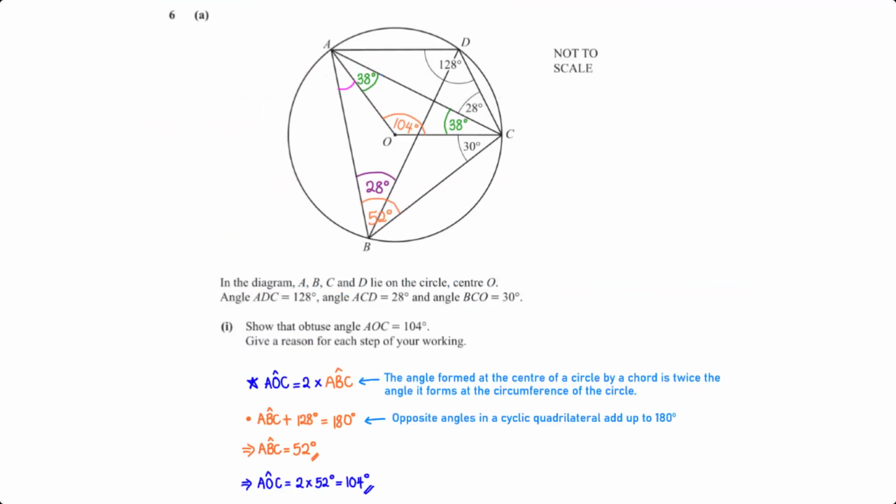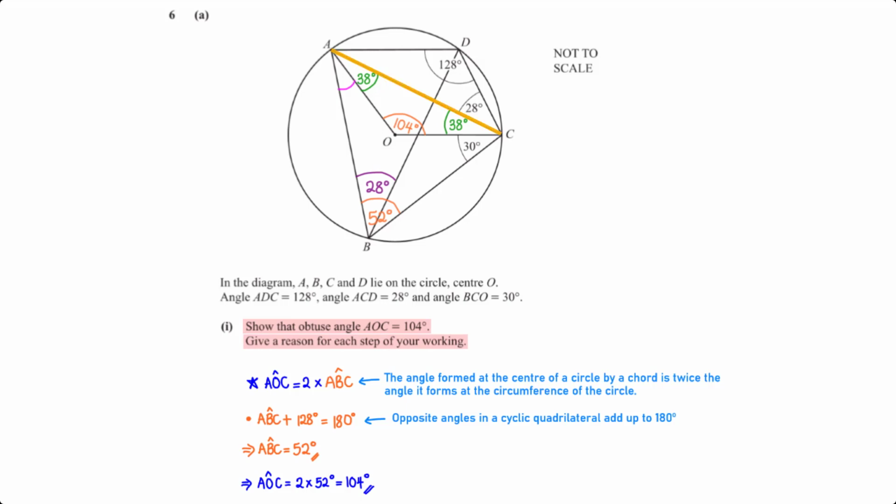In the diagram, A, B, C, and D lie on the circle center O. Angle ADC is 128 degrees. Angle ACD is 28 degrees and angle BCO is 30 degrees. Show that obtuse angle AOC is 104 degrees. Give a reason for each step of your working.